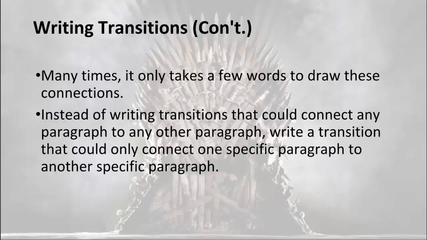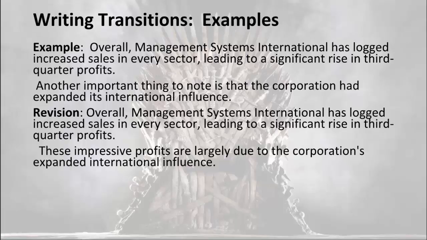Many times it only takes a few words to draw these connections. Instead of writing transitions that could connect any paragraph to any other paragraph, we want to write specific transitions that will only connect this paragraph to another specific paragraph. For example: Overall, Management Systems International has logged increased sales in every sector, leading to a significant rise in third quarter profits. Another important thing to note is that the corporation had expanded its international influence.